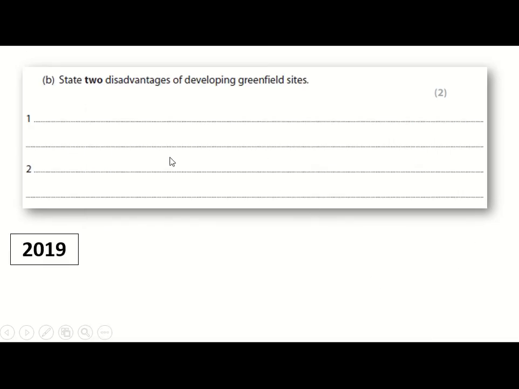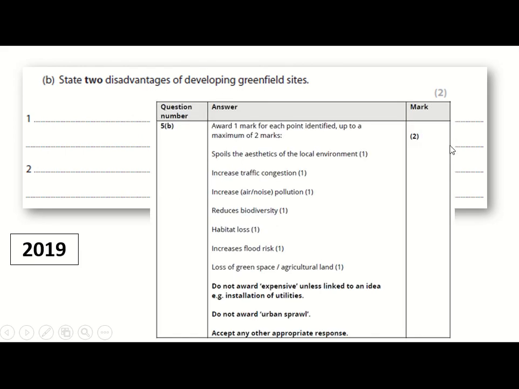So that's a nice easy one. Next one, okay, this is 2019. State 2 disadvantages of developing Greenfield sites for 2 marks. Pause the screen, off you go. Okay, basically the same question. Instead of stating 2 reasons why you'd want to use sustainable transport, it's stating 2 disadvantages of developing Greenfield sites. So there you go, just 2 basic answers. Makes it look bad, increases congestion, increases air pollution, reduces biodiversity, loss of habitats, and so on. Again, 2 of these, fine.